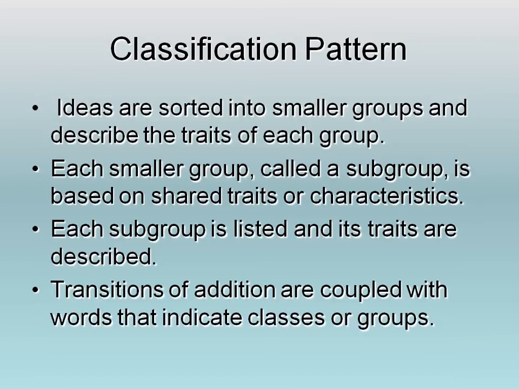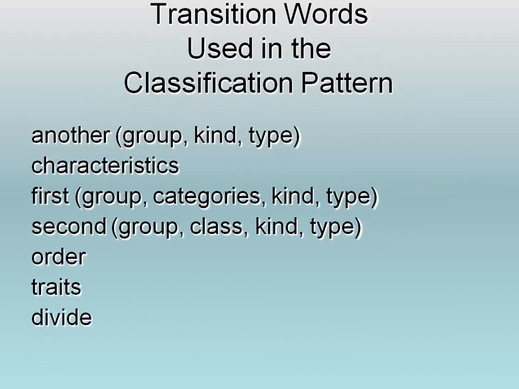Because groups and subgroups are listed, transitions of addition are used in this thought pattern. The transitions are coupled with words that indicate classes or groups. Examples of classification signal words are first type, second kind, and another group. Read this list of transitions used in the classification pattern.